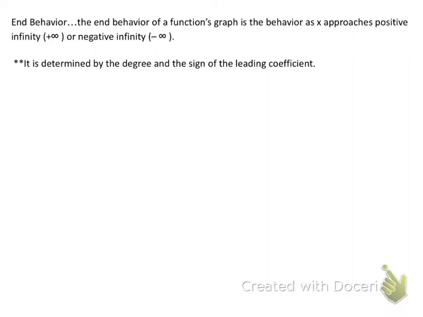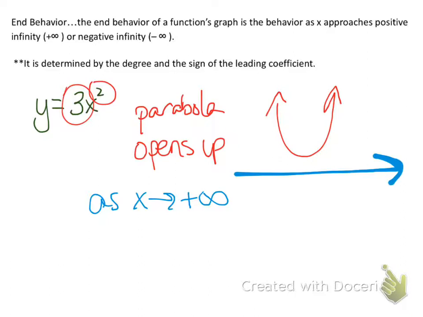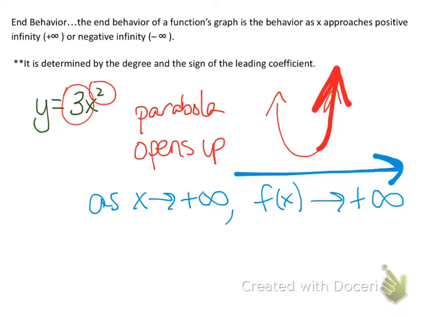Let's look, for example, at a quadratic. So let's look at 3x squared. Hopefully you remember from last chapter that this is a parabola, and because of its x squared, and because the 3 is positive, it opens up. So when we use the notation for listing the end behavior, we're trying to find out what happens as x approaches positive infinity. So as x gets really large, as x goes off to the right, what is the function doing? f of x is also going up, so it's approaching positive infinity.